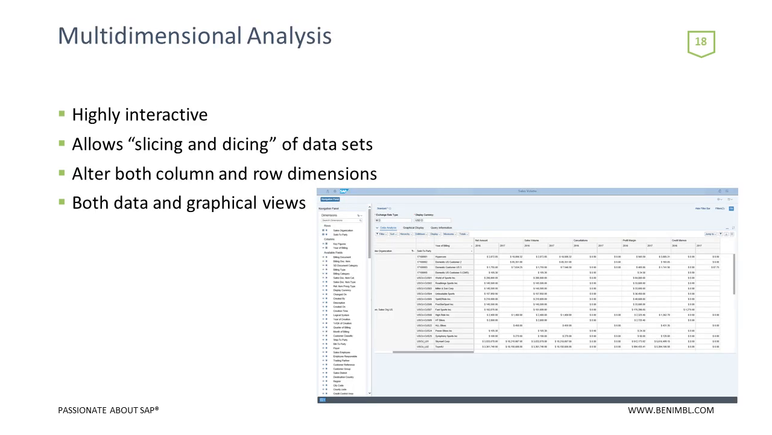All right, so let's see. The last type of KPI capability is something called multidimensional analysis.